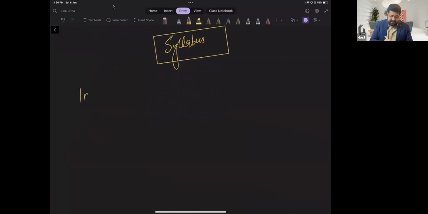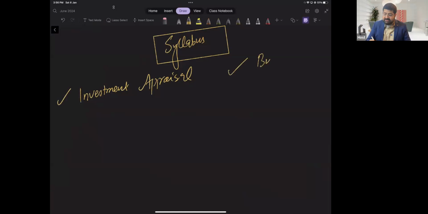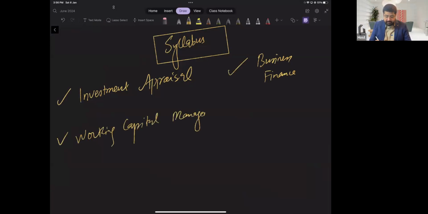So the first area is investment appraisal. The second area is business finance, a big area. The third area is working capital management. The fourth area is business valuation. And the fifth area is risk management.